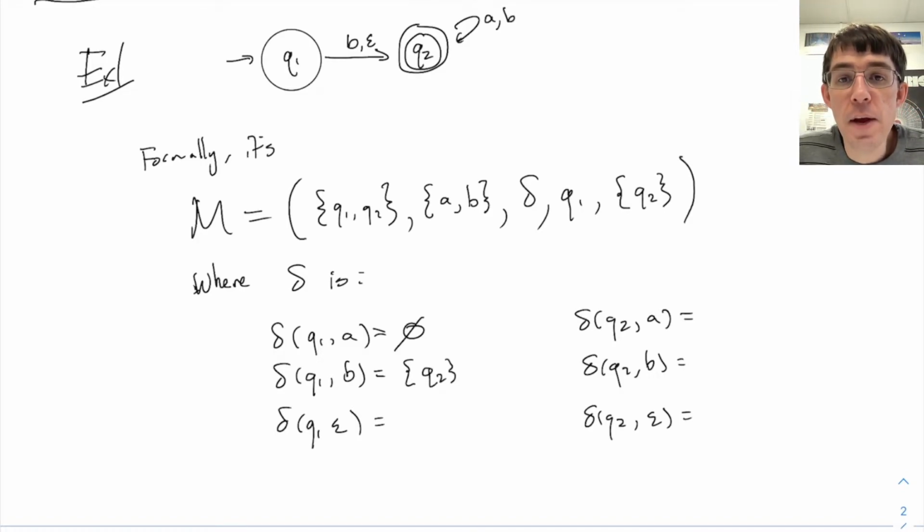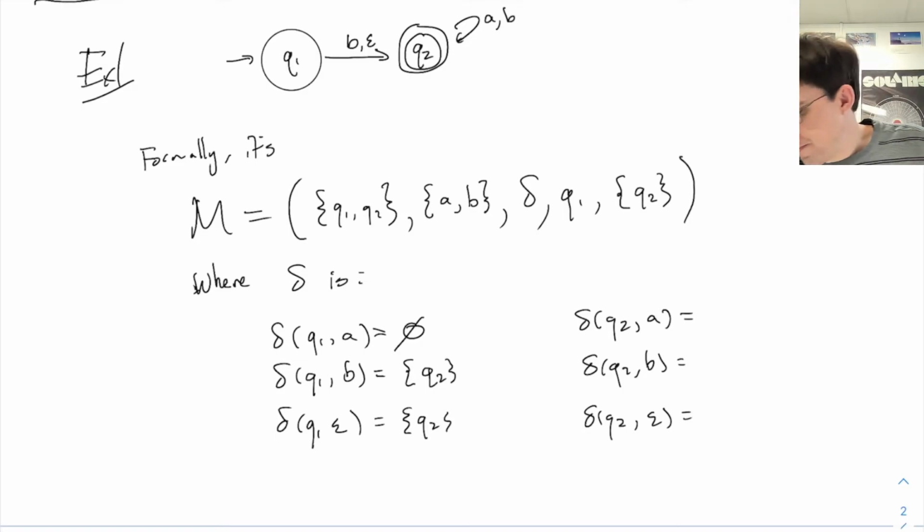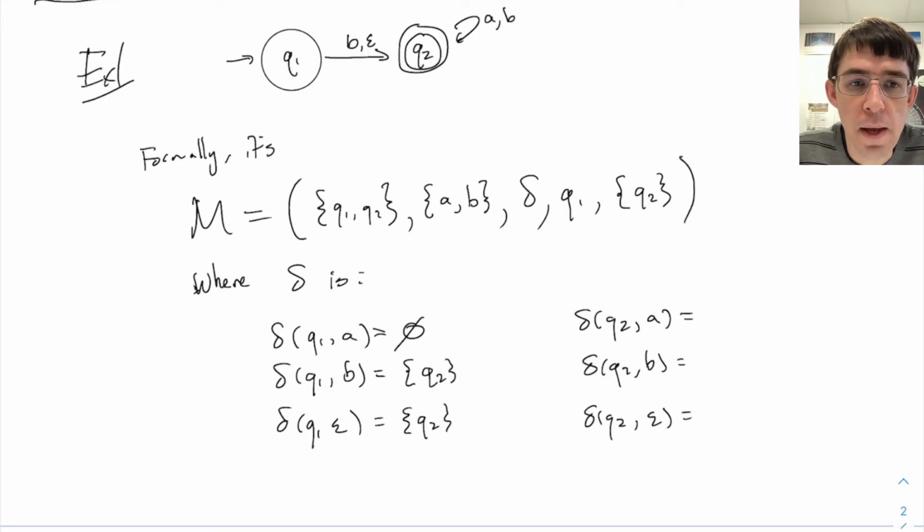Remember, in an NFA, the answer of the transition function is always a set. It may be the empty set. It may have one thing in it. It may have more than one thing in it if you have several arrows outgoing from a particular state. All right, and delta of Q1 and epsilon. Are there any epsilon arrows? Yes, there are. Delta of Q1 and epsilon is, again, the set Q2. Because there is an epsilon transition going from Q1 to Q2. There should be a comma here. I left that out.